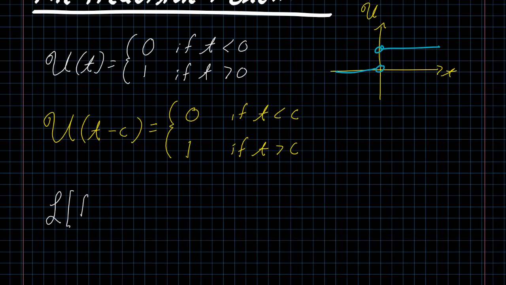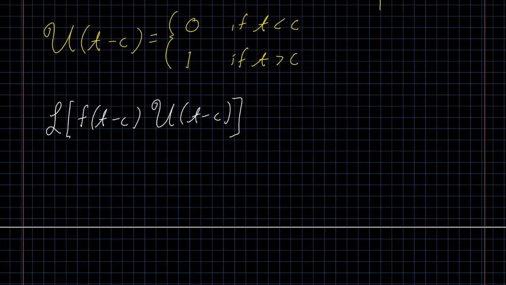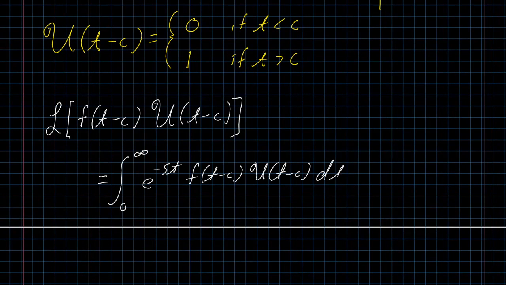Generally, we will have some other function f, also evaluated at t minus c, times our step function u, evaluated at t minus c. And to figure out what happens here, we can set up the integral. Right? The Laplace transform is always the integral from 0 to infinity of e to the minus st times our function, in this case, f of t minus c times u of t minus c dt.